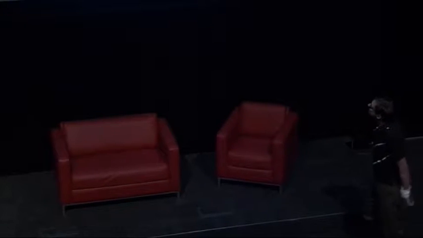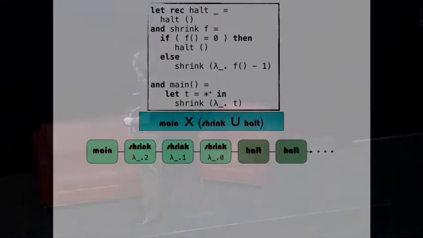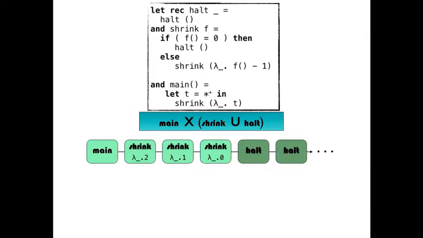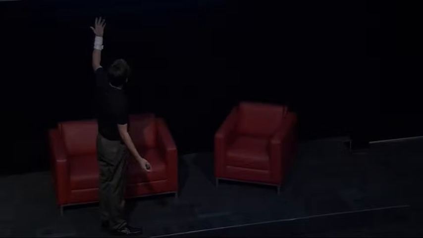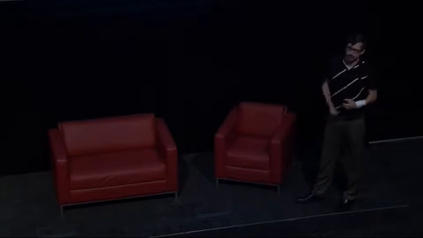Well, we can think about it intuitively by starting to consider the different traces of this program. One, for example, is where t is initially bound to the value 2. In that trace, the main event will occur, and then the shrink event will occur where f is a function that returns 2, and then shrink will call itself with a function that effectively returns 1. We continue to recur until shrink calls itself with what is effectively a function returning 0, and then it will call halt.